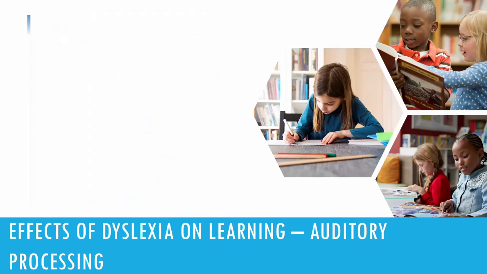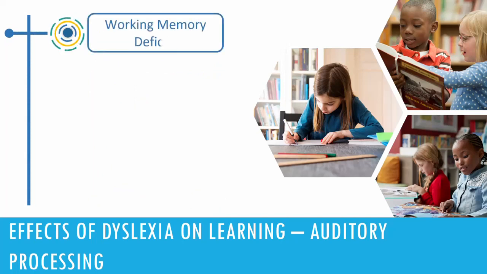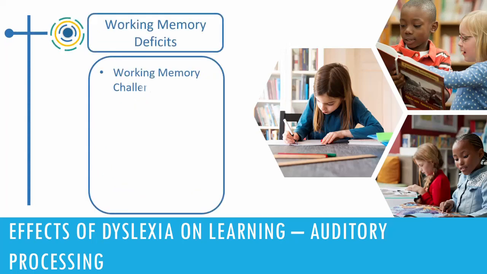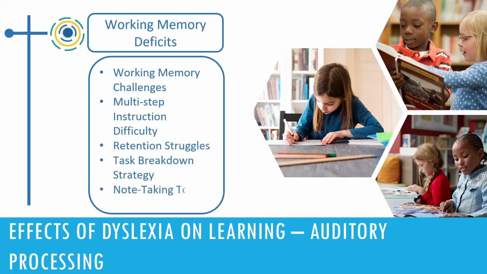Working memory deficits. Dyslexic individuals often face challenges with working memory, which is crucial for holding and manipulating information over short periods. This can affect their ability to follow multi-step instructions or retain several pieces of information at once. As a result, they might struggle in tasks that require keeping track of multiple steps or retaining information from the beginning of a sentence to the end.